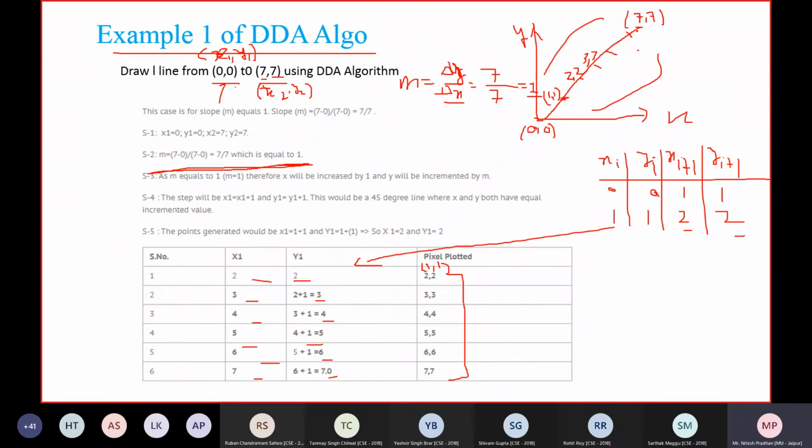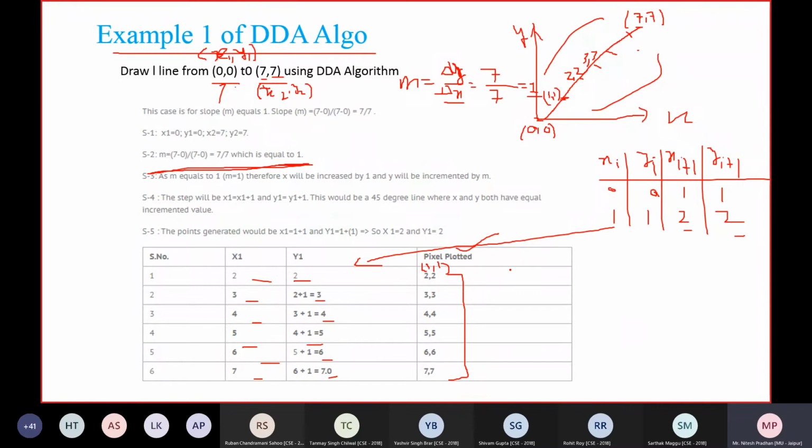How to draw a line using this DDA algorithm. This example is clear. I hope this is clear. Please respond. In the exam, even if you don't draw the graph it will work, but you have to show this table, okay, and you have to show this pixel plotted equation basically. This is clear? Yes or no? Yes. Okay.